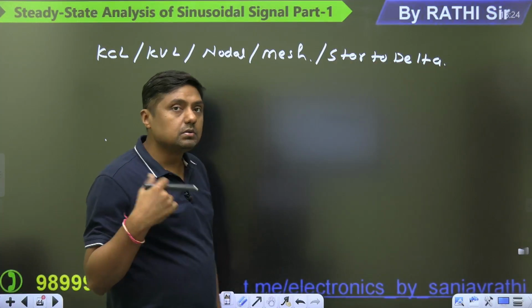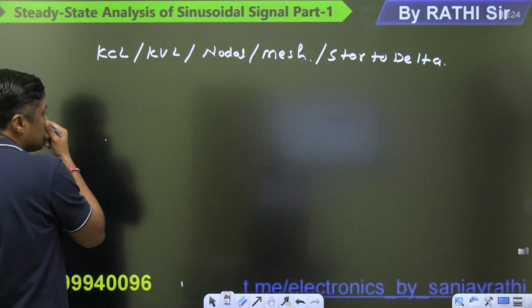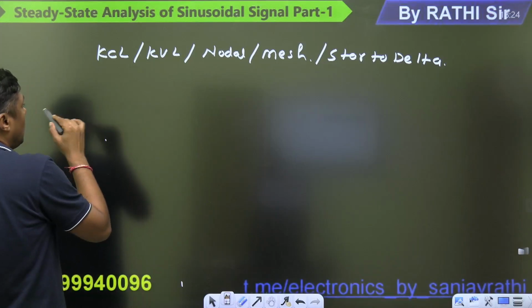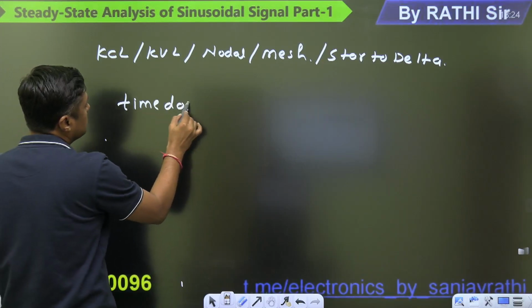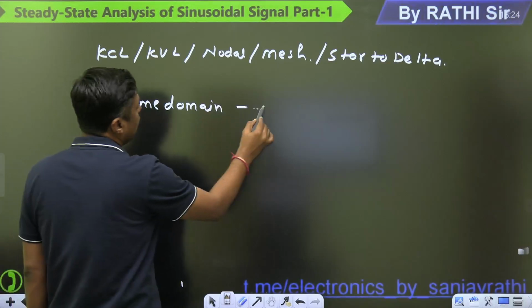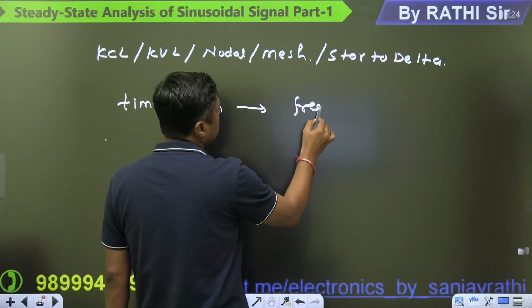And remember, always we have to use what? Phasor sum. So what is the procedure? If the diagram is given in time domain, first of all convert it into what? Frequency domain.